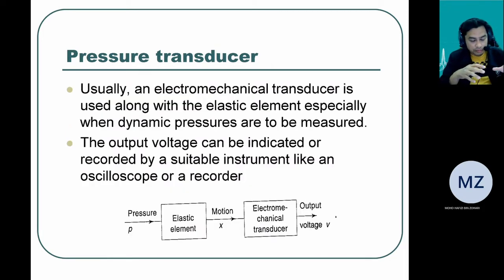The most important thing is to look at the block diagram so that we can understand the whole structure of any kind of pressure transducer. Pressure comes in and interacts with the elastic element, and the elastic element will produce a motion or deformation. Then that deformation or motion will be converted by some sort of mechanical or electrical element that can convert that motion into an electrical signal.